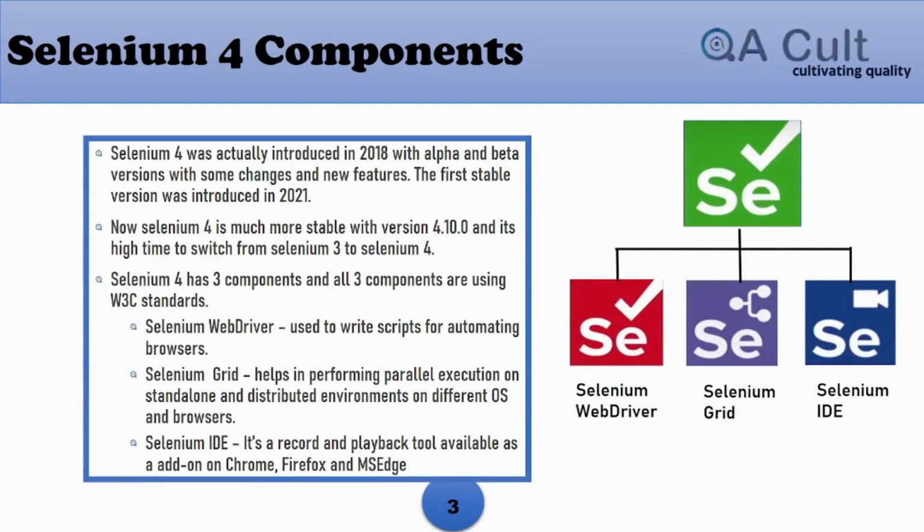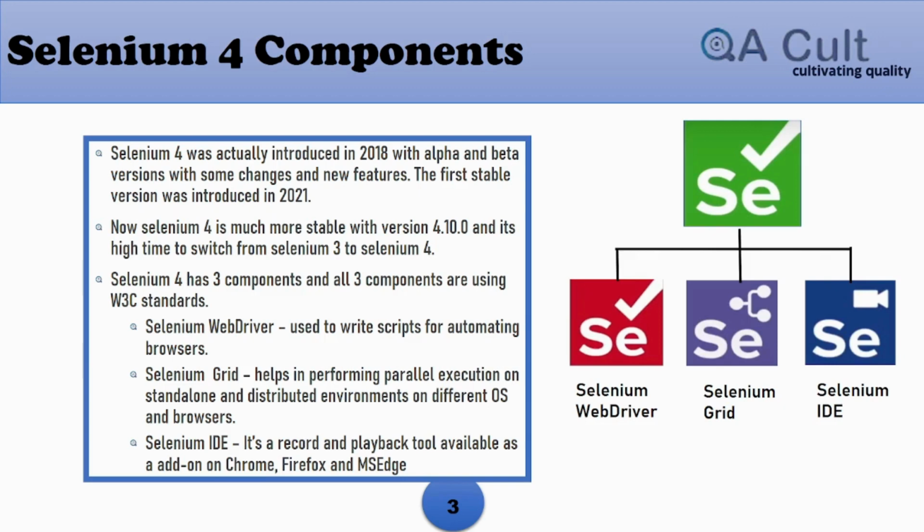First, Selenium 4 components. As you all already know, Selenium has come a long way from Selenium RC when it was introduced in 2004, and then Selenium RC merged with WebDriver to form Selenium 2 and then the new improved version Selenium 3. But now in Selenium 4, Selenium RC has been eradicated, and the Selenium WebDriver is in itself in W3C standards. Talking about Selenium 4, it was first introduced in 2018 with alpha and beta versions, and there were some new changes and features.